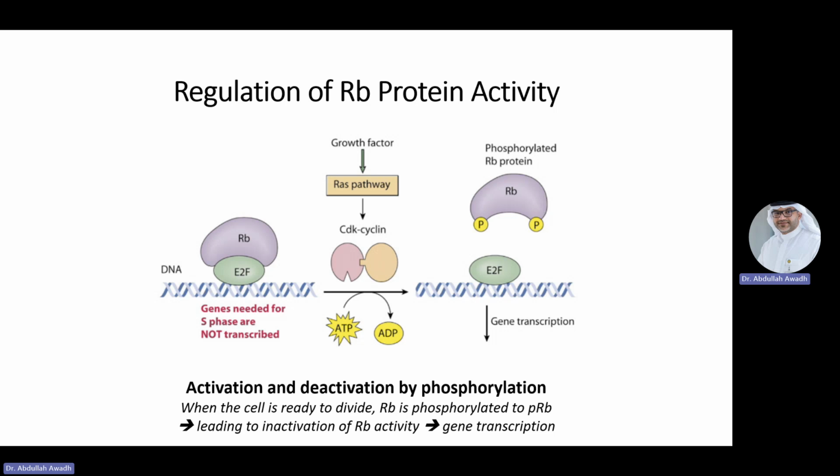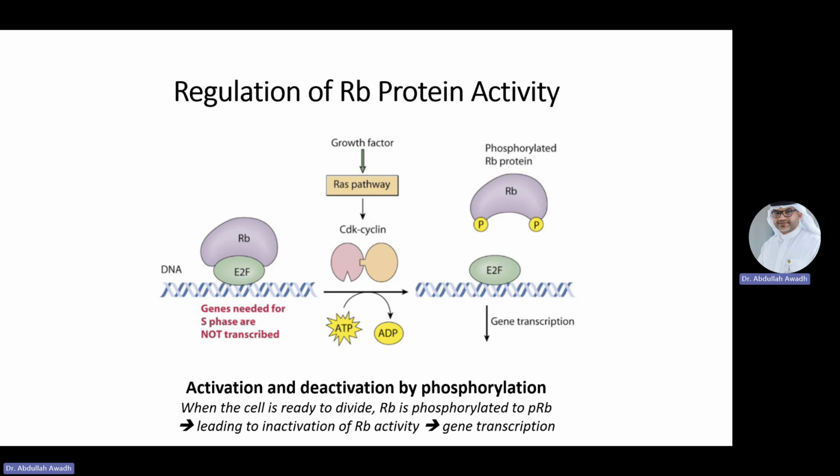Now, here's how the retinoblastoma protein activity is regulated. Here we see the gene needed for S phase is not transcribed. Let's say the cells are not in the phase that's going to transit into S phase. So we see that retinoblastoma is bound to the E2F factor. In this case, there is no transcription. So this is the inhibited form of the transcription factor. It is not working because it's inhibited by retinoblastoma.